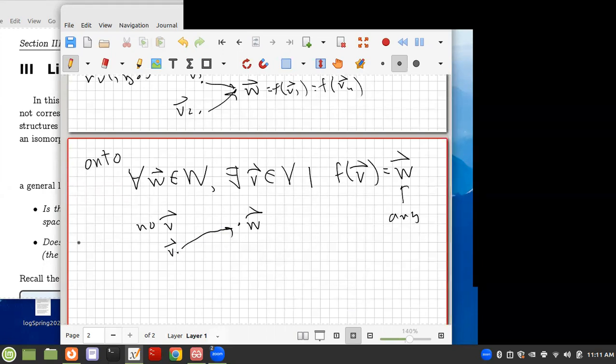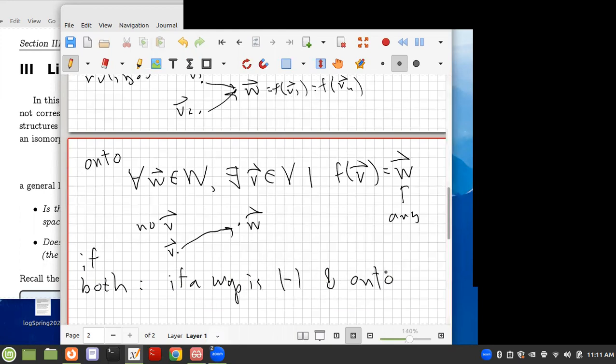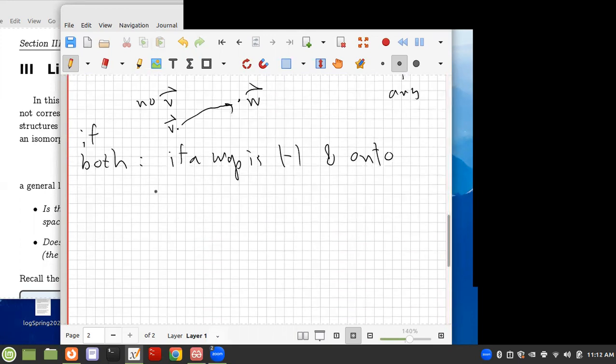Now, if you have both of those, that is, if a map is one-to-one and onto, then it is called a correspondence. Getting ahead of myself. These concepts apply to all maps, not just vector spaces.